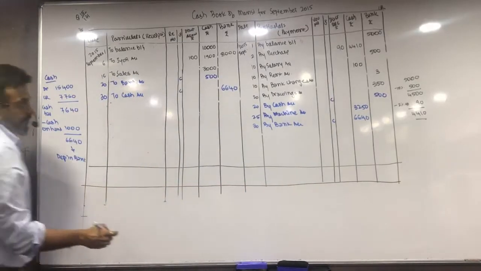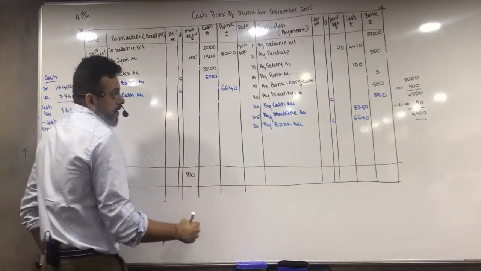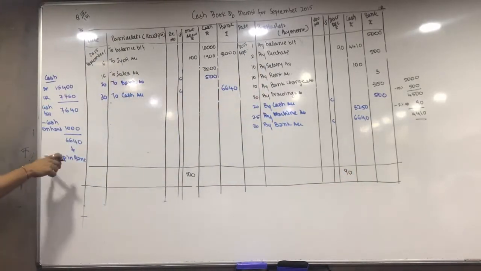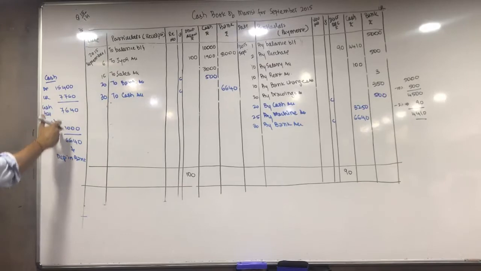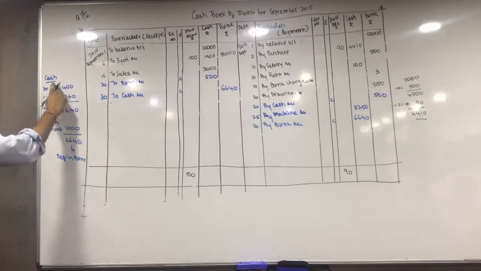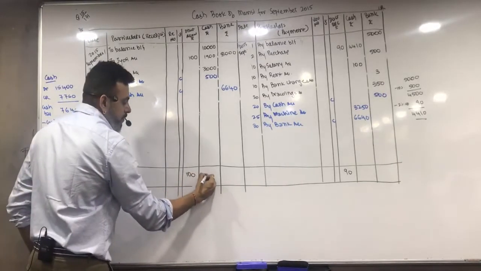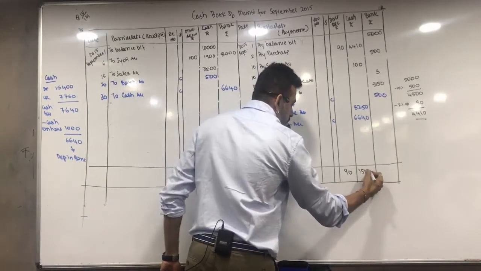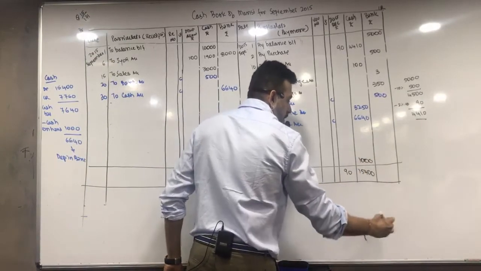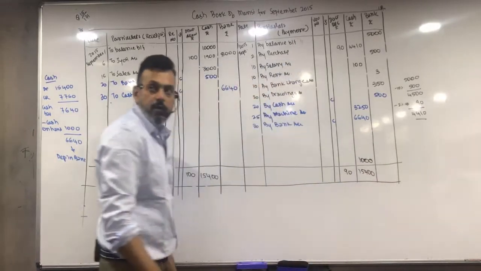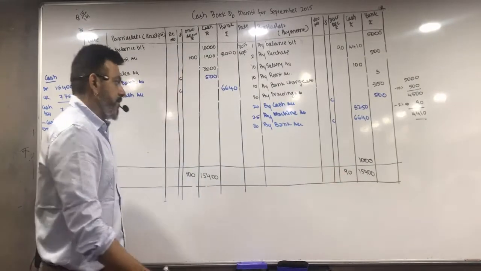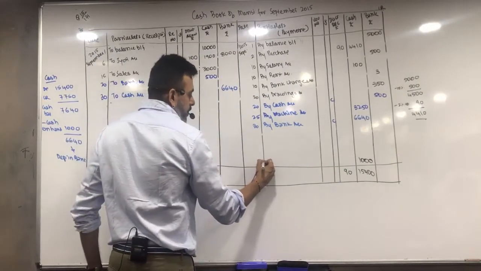Let's close first. Discount allowed 190, cash. Already we have it over here, cash. Okay, receipt side 15,400. Payment side 15,400. How much cash on hand? 1,000. So that is going to be our closing cash balance. So 30th September, by balance brought forward.